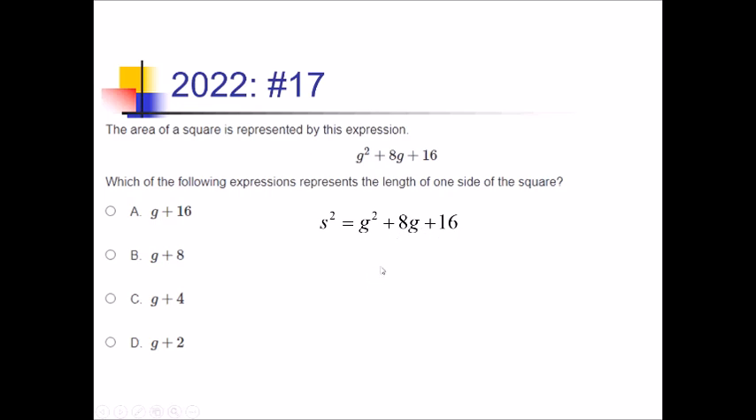So two numbers that multiply to 16 and add up to 8, that would be 4 and 4. So I can replace this with g plus 4 and g plus 4. And I can rewrite that as g plus 4 quantity squared. Now, if I square root both sides of this, I'm just unsquaring both sides to get s equals g plus 4, which is answer choice C.